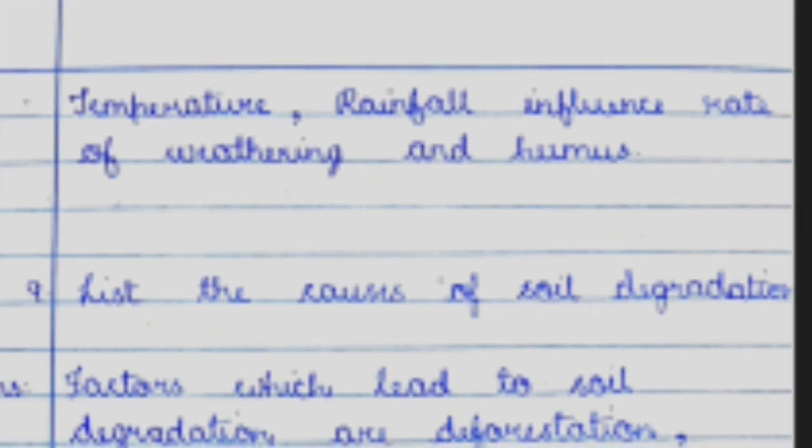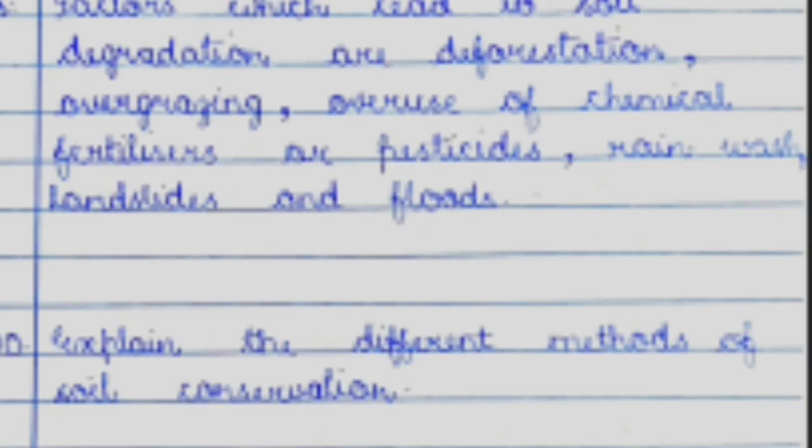9. List the causes of soil degradation. Answer. Factors which lead to soil degradation are deforestation, overgrazing, overuse of chemical fertilizers and pesticides, rainwash, landslides and floods.